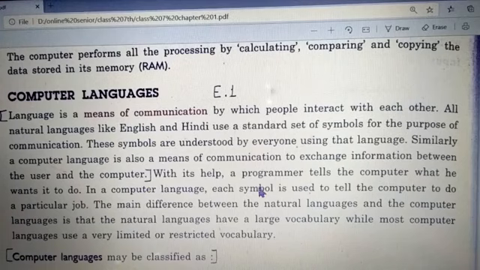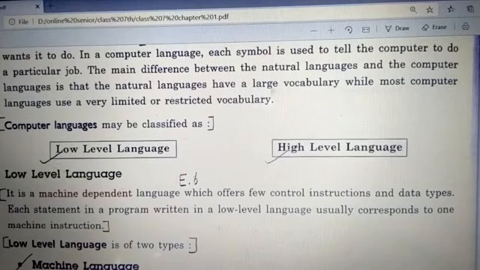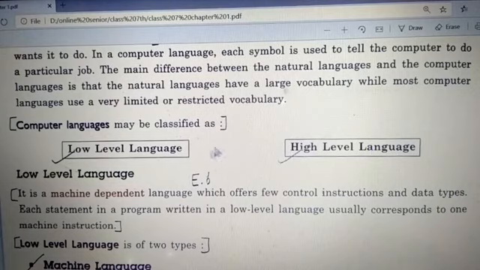So like this, the programmer tells the computer what to do, and in computer language each symbol is used to tell the computer to do a particular job. Now children, there are two types of computer languages. One is low level language, the next one is high level language. Now, to understand low level language, it is a machine dependent language.